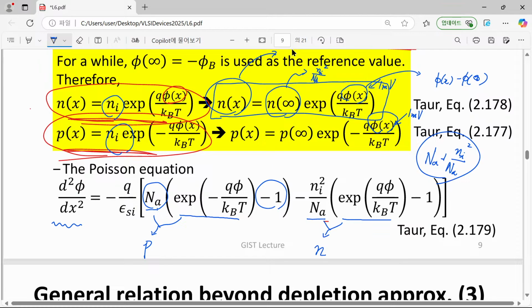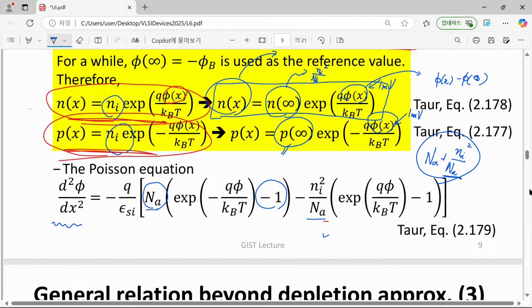Maybe you can find that there is a small difference appearing here. Previously we had something different, but please check when you come back to your dormitory room. Please check this is the exact equation. Why we have this kind of difference is that the hole density far away is not exactly Na. It has small differences. So please check your equation.